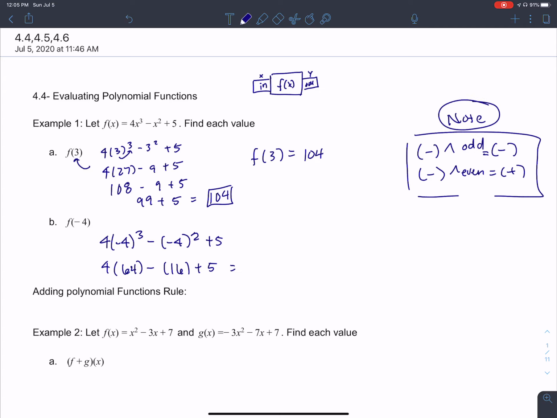And I think we talked about that on another video too. All right, so 4 times negative 64 is negative 256, minus 16 plus 5. Negative 256 minus 16 gives me negative 272, plus 5 gives me negative 267.